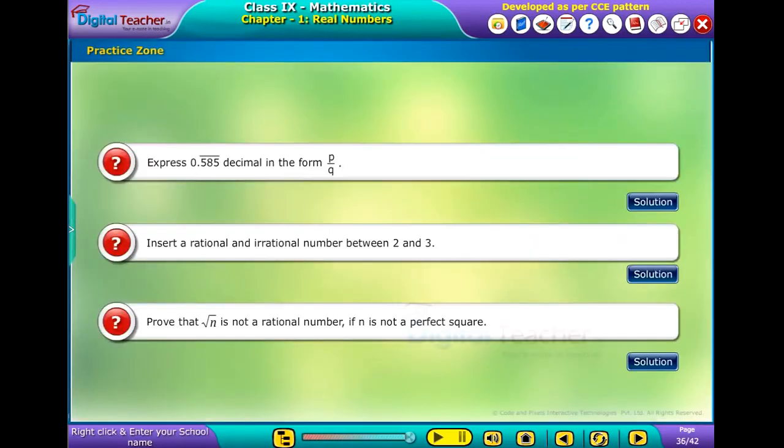Try to solve the problems in the practice zone on your own. You can click solution for your reference.